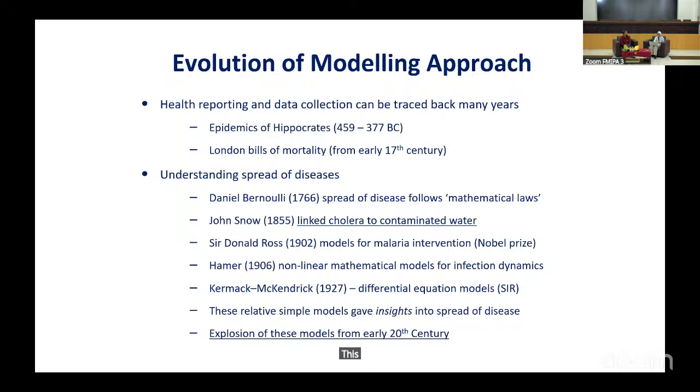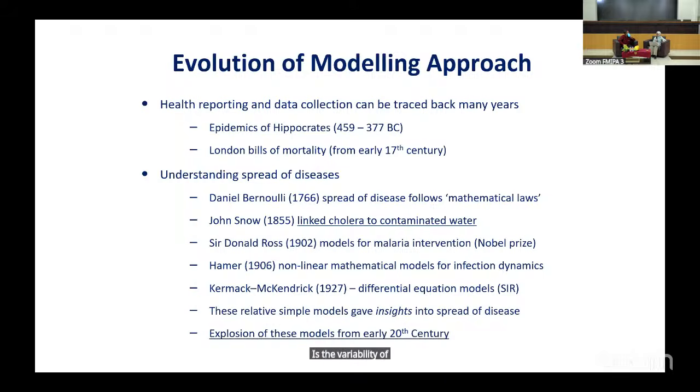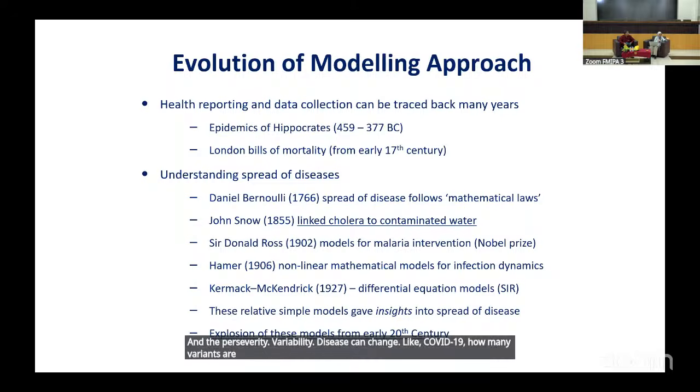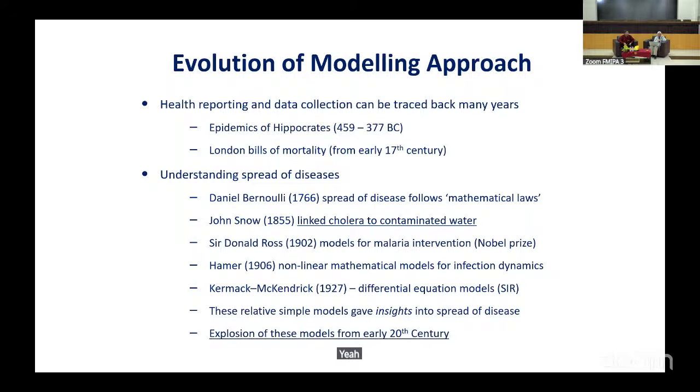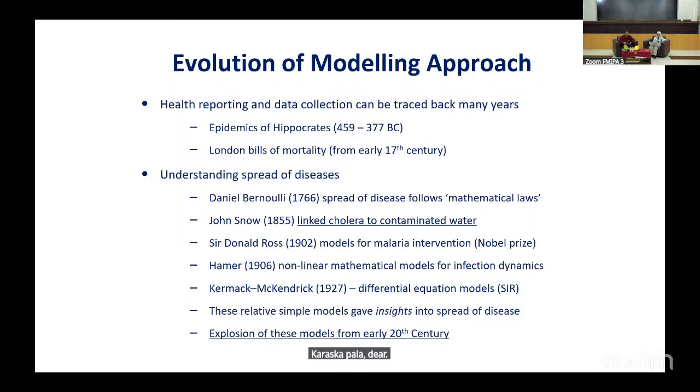This is the one where Hammer gave a very famous lecture. I think I summarized two important things. He mentioned the variability of the disease and the severity. Variability means the disease can change. Like COVID-19, how many variants are there now? And severity means it will come back again. Certain diseases will come back again after 10 years. They are stubborn and don't want to be eradicated.